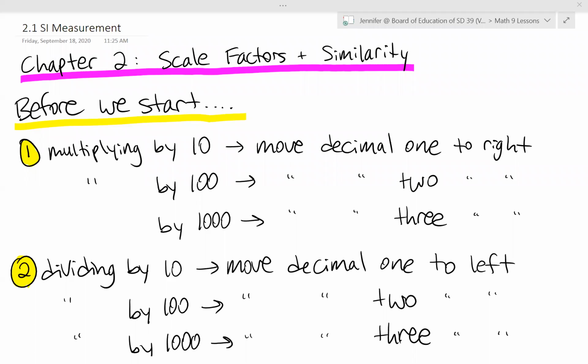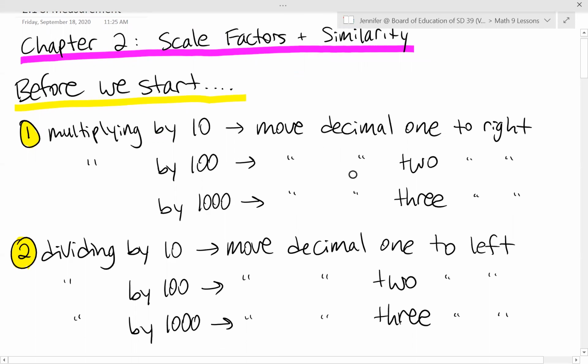This is the first lesson of Chapter 2, Scale Factors and Similarities. Before we go into the lesson, I just wanted to show a quick reminder of when we're multiplying by 10 or dividing by 10, because this unit is about measurement, and when we're converting between different units, it's often either multiplying or dividing by 10, 100, or 1,000. Thankfully, they're really easy calculations to do.